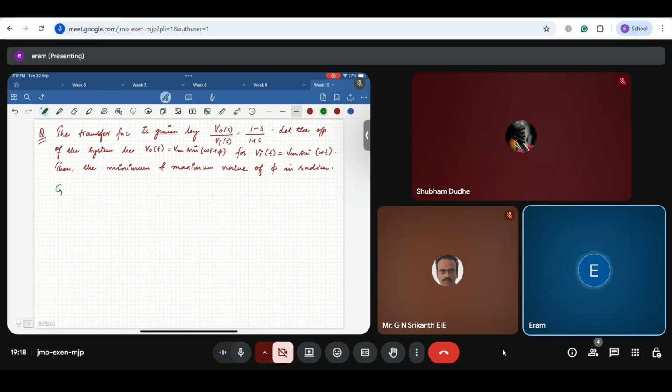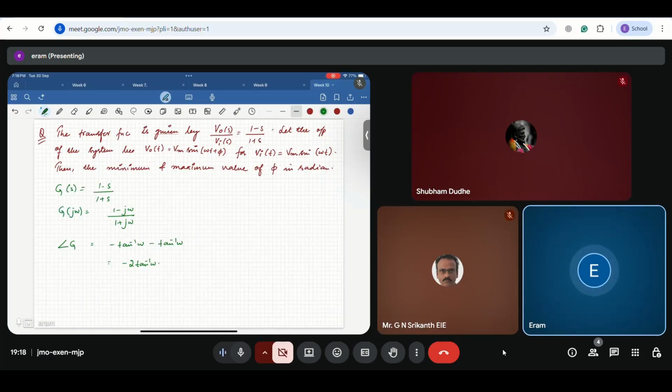So let's call this transfer function g of s, which is 1 minus s divided by 1 plus s. So what is g in frequency domain? It is 1 minus j omega by 1 plus j omega. So what is the phase? It is minus tan inverse omega and minus tan inverse omega, which is minus 2 tan inverse omega.